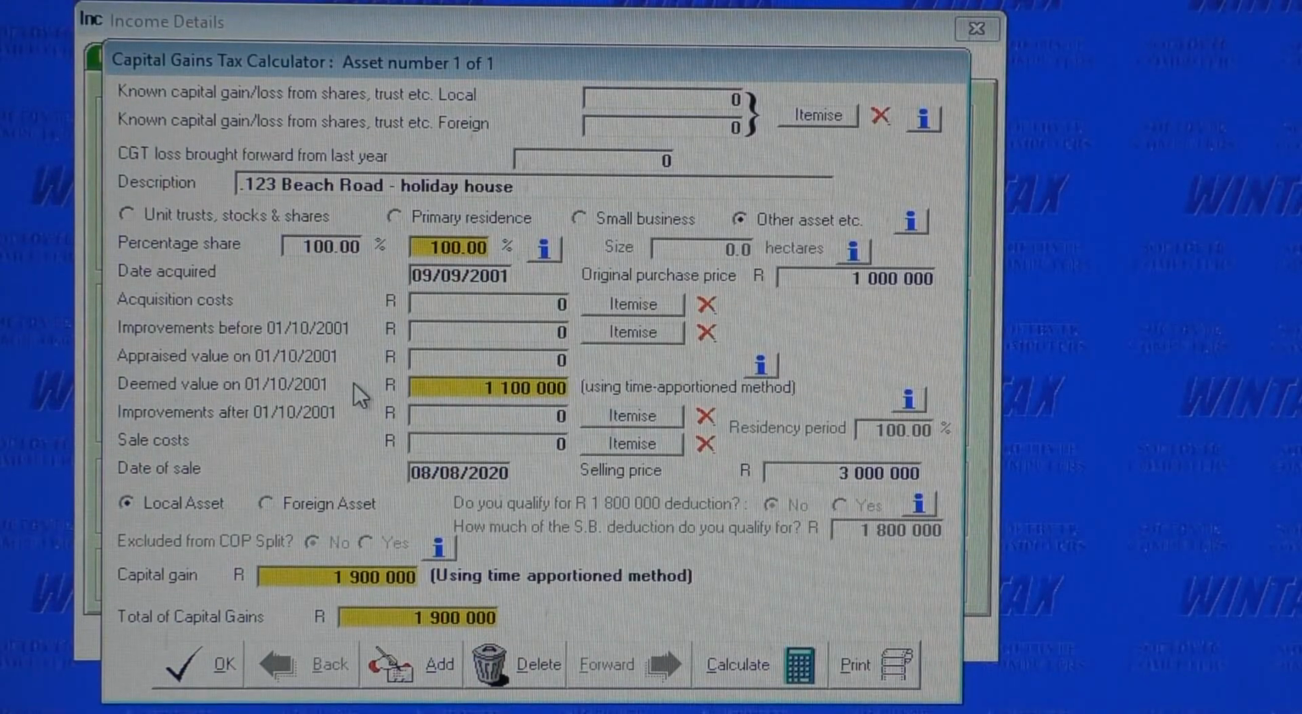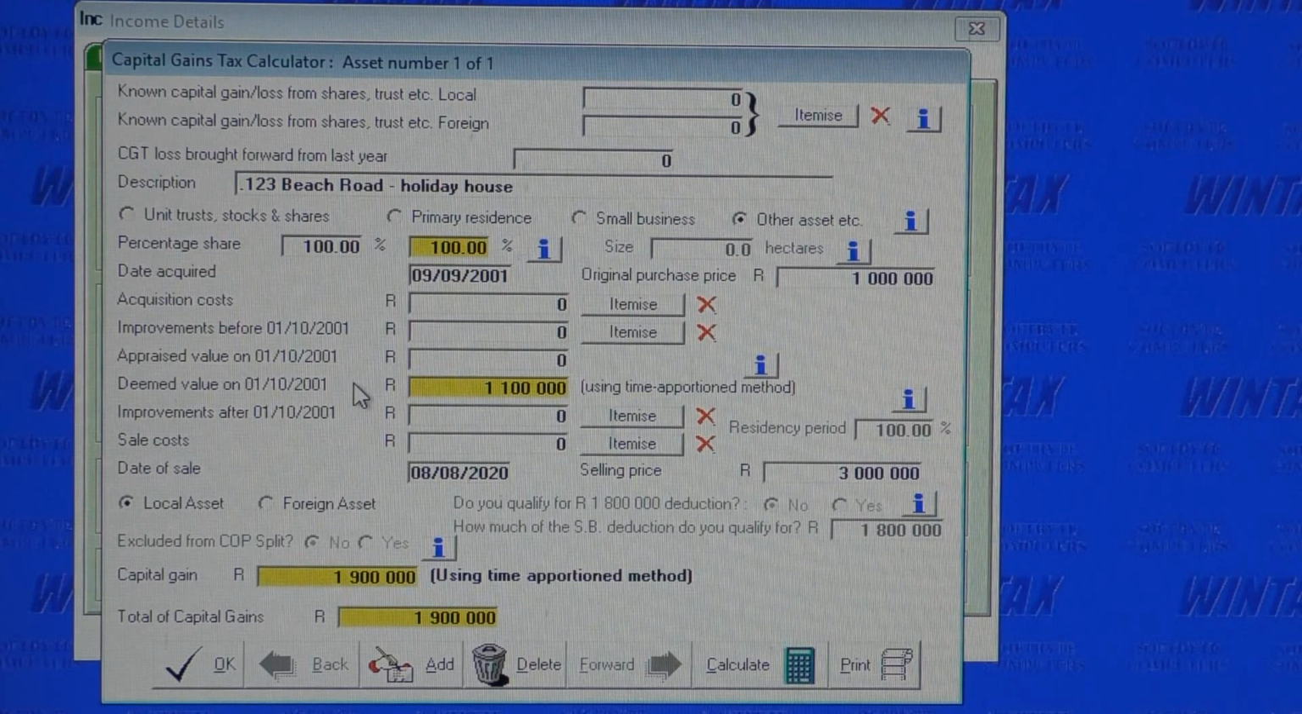Now, SARS has fine-tuned these rules a bit over the years, and factoring in expenses and costs has become a bit simpler. For example, any acquisition costs and improvements made before the valuation date are now treated as if they were incurred on the date of purchase. The same sort of thing applies with the sale costs. They are deemed to have taken place on the date of sale.